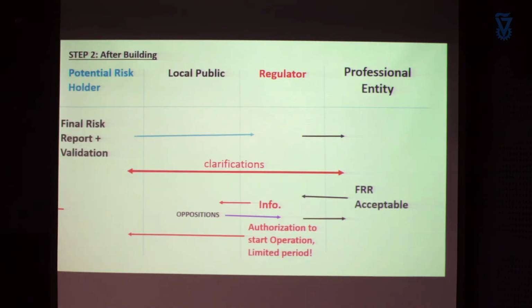As a result of it, information goes to the local public, and it is open for oppositions or questions from the open public, which go to the regulator, and again, the professional entity is expected to answer them. After that, the regulator will provide the authorization to start operation for a limited period. Usually it is 1 year or 2 years. That is the end of step 2.